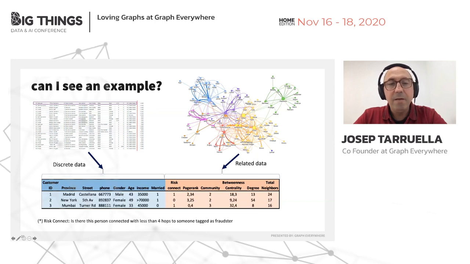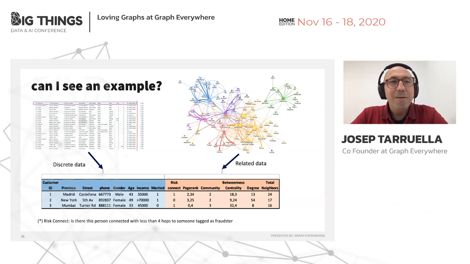Discrete data versus related data. Related data is things like the PageRank. We see that the highest PageRank is customer 2. In the community, we have customer 1 and 2 in the same community. So we could imagine that an influencer in community number 2 is customer number 2, because it has a higher PageRank, and it can be used for many different things. It could be used, for example, for churn calculations. If customer 2 is at risk of abandoning us, we have to take care of it, because maybe they influence a lot in their community.